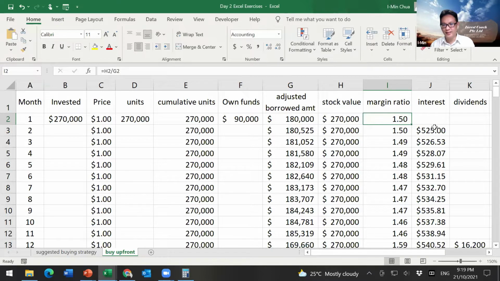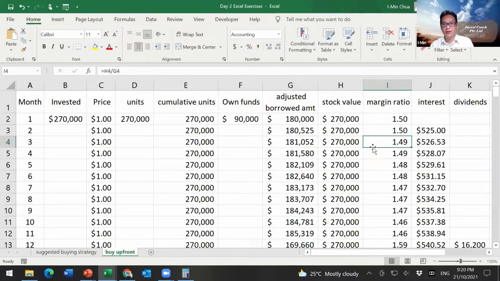Theoretically speaking, the interest will be accumulated by month. I think I've shown you in my actual account. Say the first month, this is what you do. In the second month, you will incur interest based on your borrowing, based on your $180,000. So in the second month, instead of owing just 180, you owe this amount, 180,525. Then your third month will be this. Assuming that the prices don't change, because the borrowing amount increases, your margin ratio drops.